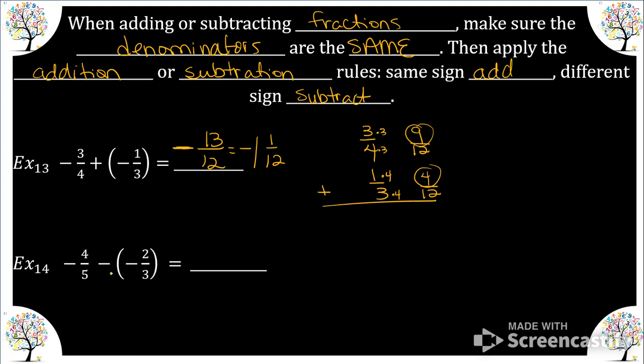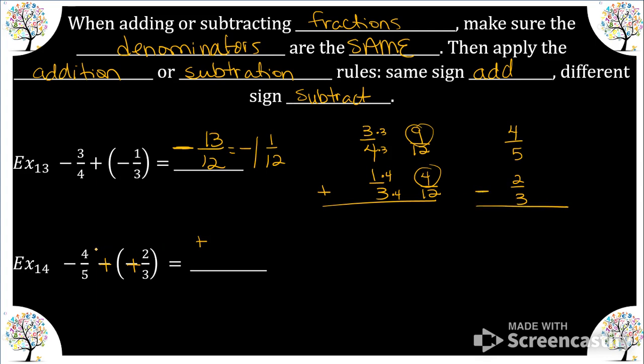Number 14, we have subtraction. I'm going to apply keep, change, change. So I have a negative plus a positive. We are going to subtract, and our answer is going to be positive because positive 2/3 is more than negative 4/5. So we're going to have a positive. So I'm not going to worry about the sign as we come over here and make equivalent fractions in order to subtract these.